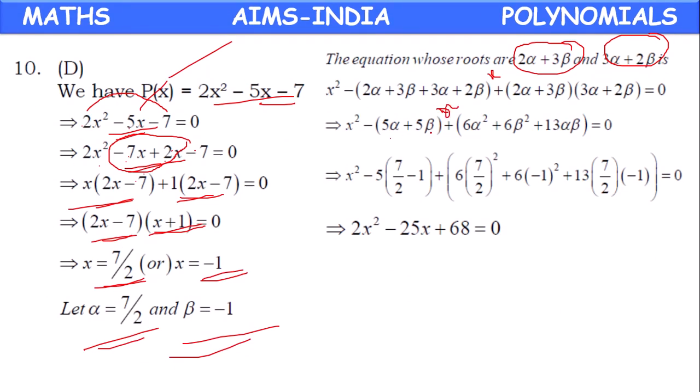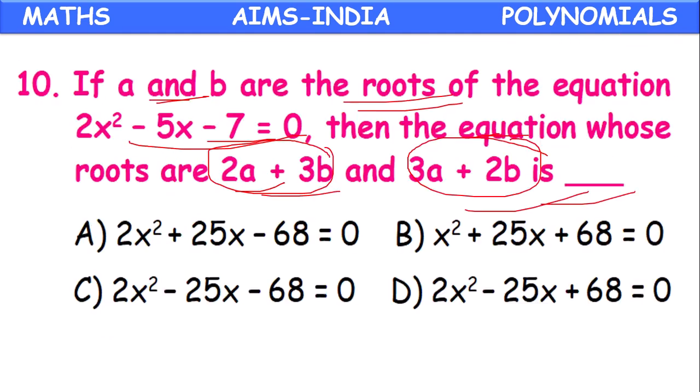So alpha plus beta, alpha value 7 by 2, beta value minus 1. 5 we can take common. We have to keep x here. 7 by 2 minus 1. Alpha value 7 by 2, beta value minus 1, alpha, beta. Let's substitute all the values. After simplifying, this will be the answer. So D option will be the answer.